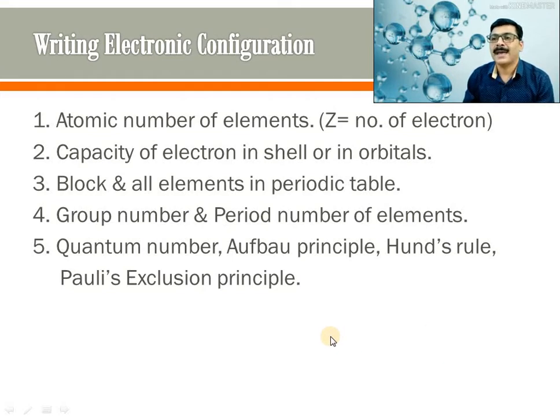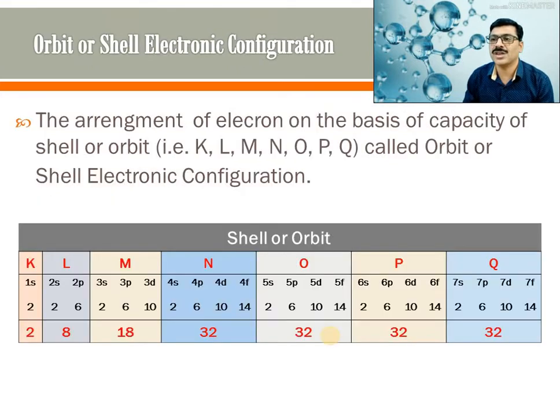Now friends, let us move towards the first type of electronic configuration, that is shell electronic configuration or orbit electronic configuration. So what is called the shell electronic configuration? The arrangement of electrons on the basis of the capacity of shell or orbit, that is the capacity of the K shell, L shell, M shell, N shell, O shell, P shell and Q shell.